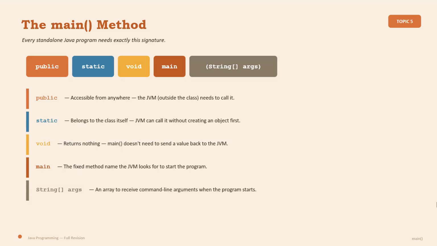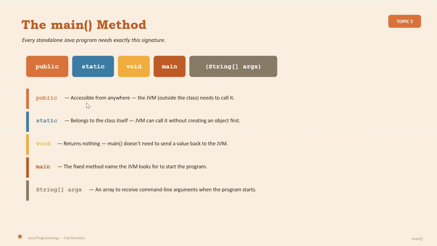So many students memorize this line without understanding. So let's break it down and understand what each word means. So think of this as 5 separate parts working together. So first one is public. The keyword public means the method can be accessed from anywhere.